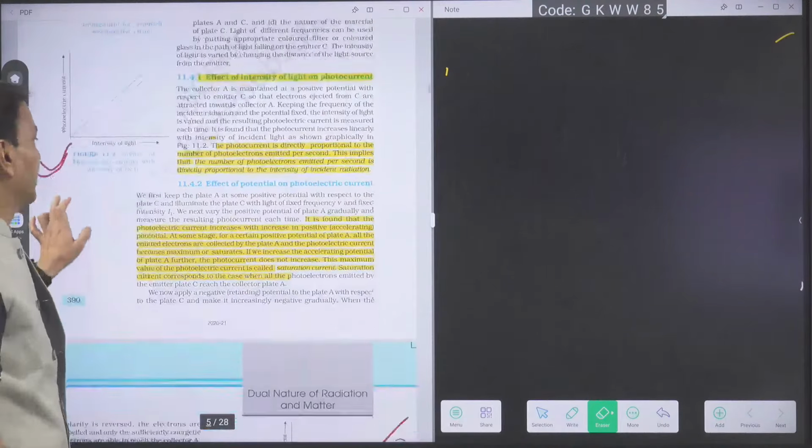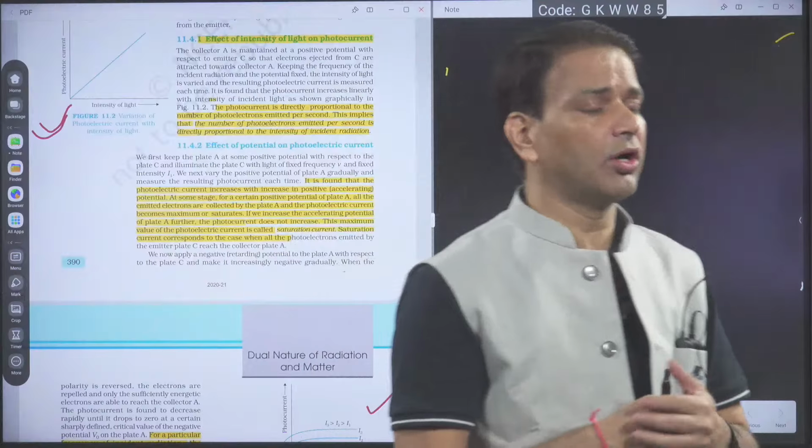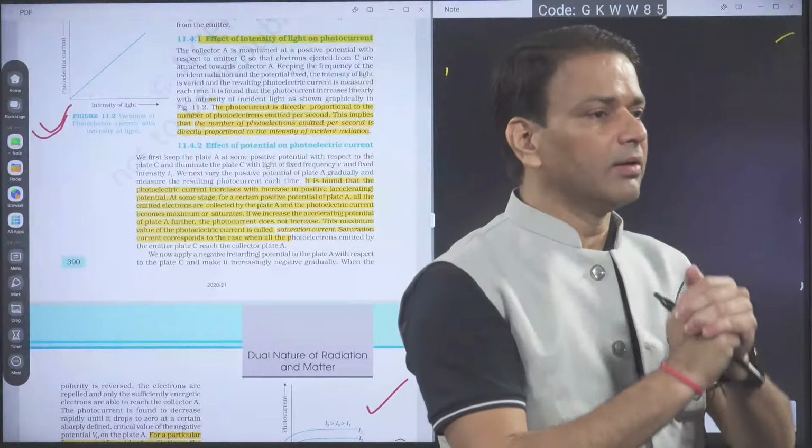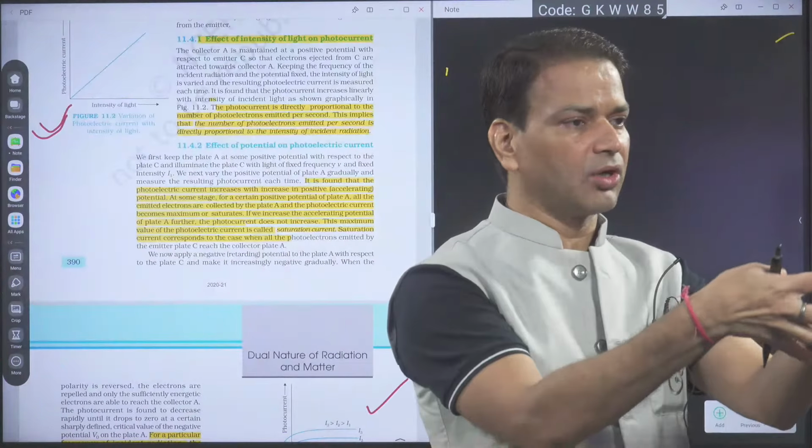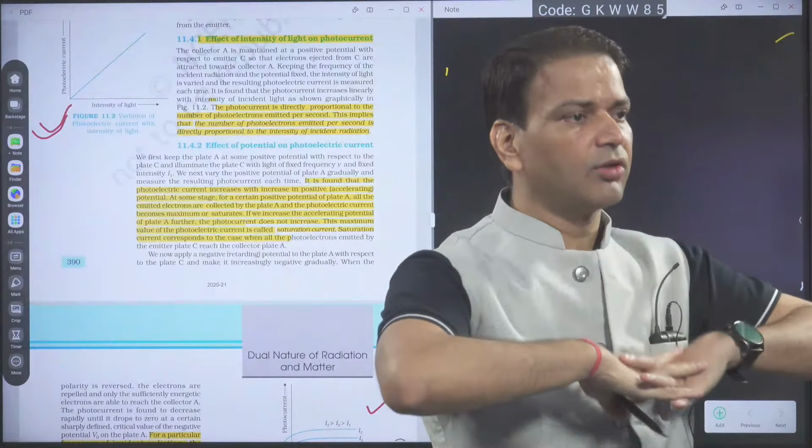Then the effect of potential on the photoelectric current. Potential, what I said, one thing, potential is not ejecting the photoelectron. Who is ejecting the photoelectron here? Photon. Okay, so after ejection there is a role of the potential. So one thing, potential will not cause the ejection of the photoelectron here. Okay, so how will the photocurrent get affected by the potential?